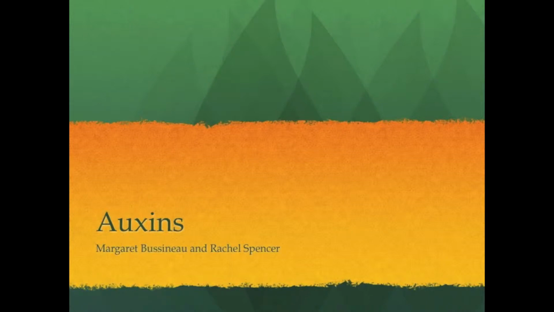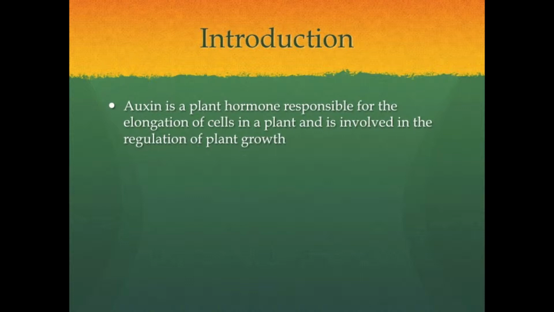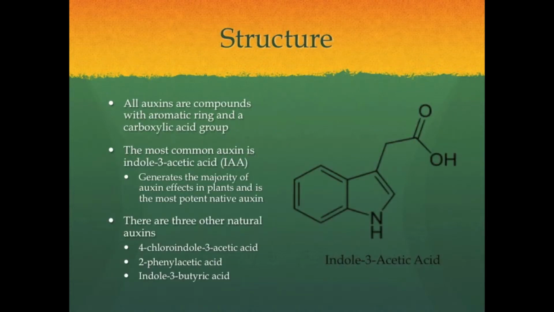Hello, this is a presentation on auxins, created for the purpose of selling them off as the best plant hormone. Auxin is a plant hormone responsible for the elongation of cells in a plant and is involved in the regulation of plant growth. First, we're going to begin by telling you about auxin structure.